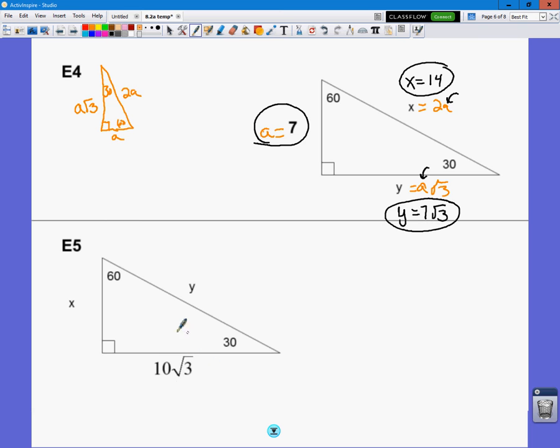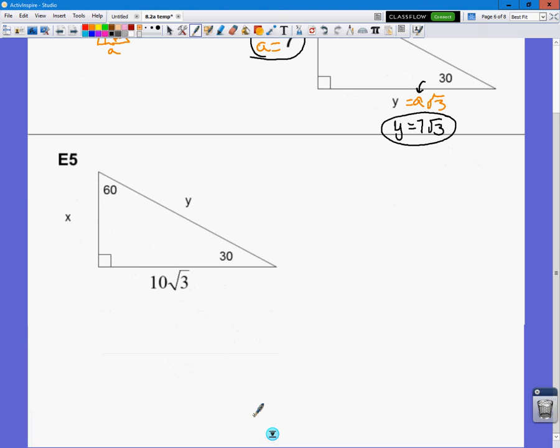This one looks harder, doesn't it? Because what's already in the problem? A square root of 3. But in fact, that square root of 3 is going to make our problem easier to work with.